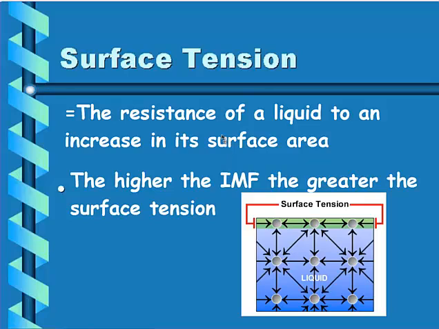Surface tension is the resistance of a liquid to an increase in its surface area. The higher the intermolecular force, the greater the surface tension. We can see surface tension in the picture here. It's the attraction between our molecules on the top. There's also attraction between the molecules on the top and within the liquid.